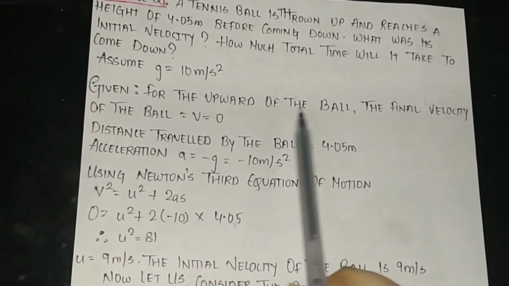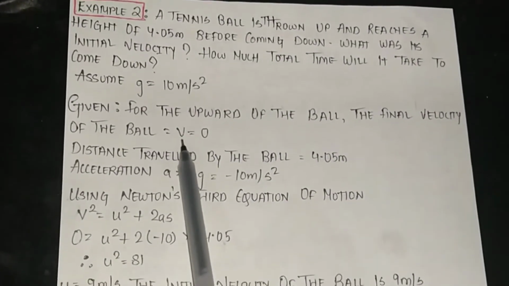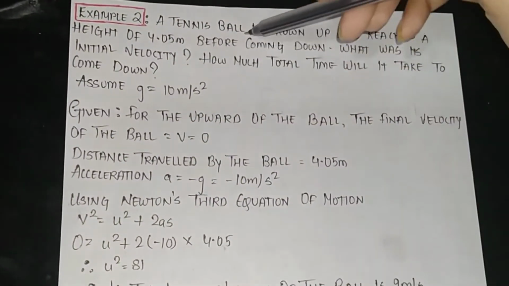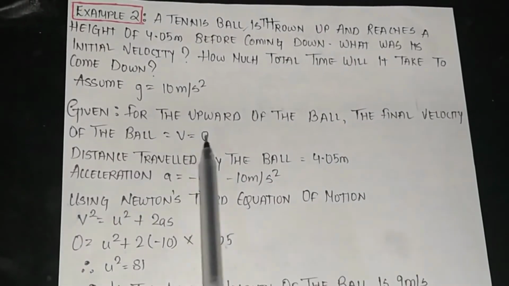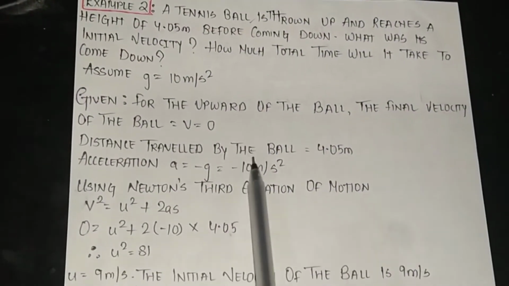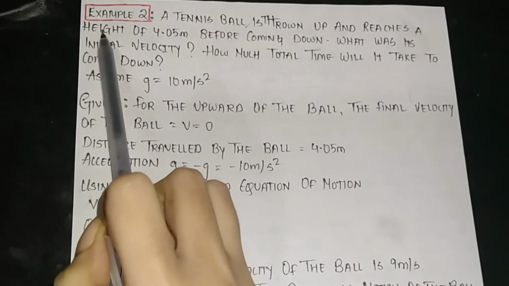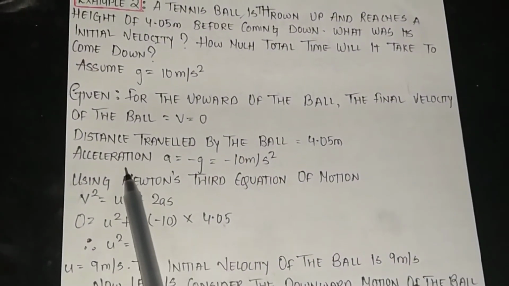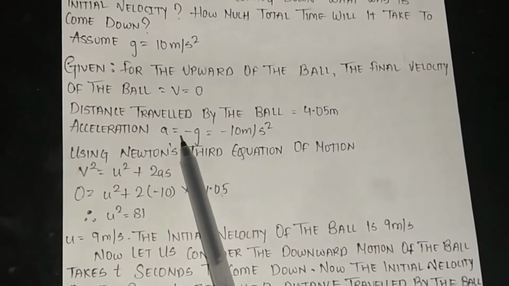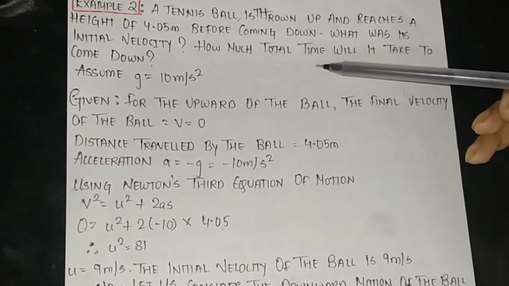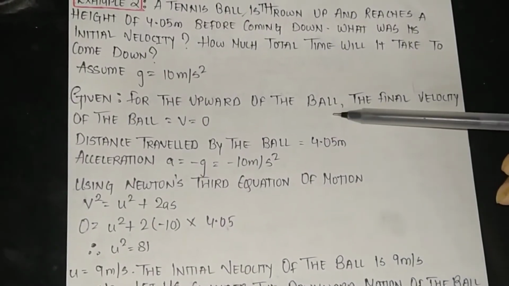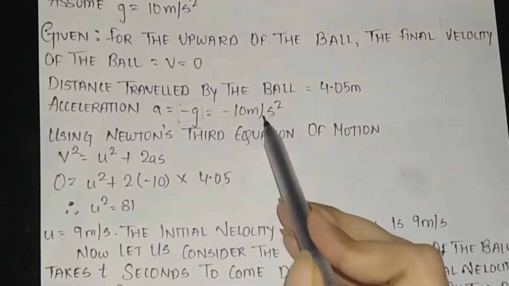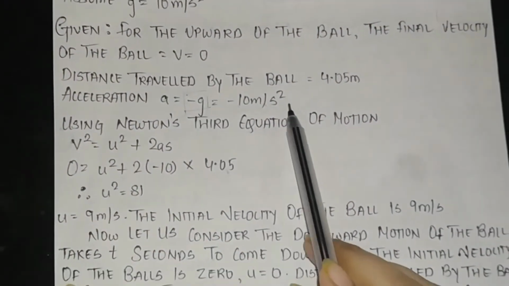For the upward motion of the ball, the final velocity of the ball is v equals 0. Distance travelled by the ball, means the height which is travelled, is 4.05 meter. Now the acceleration is a equals minus g because it is thrown in the negative direction, means it is opposite in direction, therefore we have written here minus g. Minus g is equal to minus 10 meter per second square.